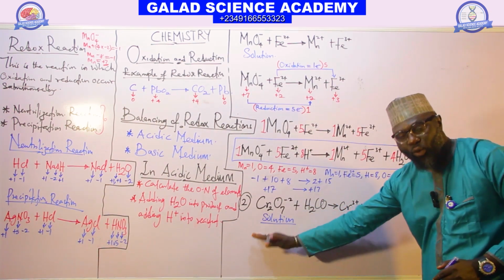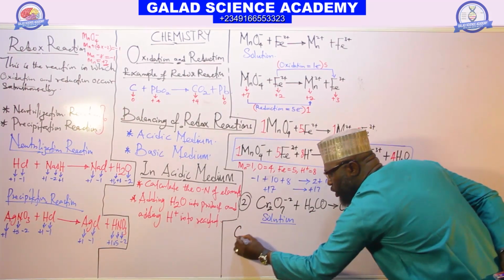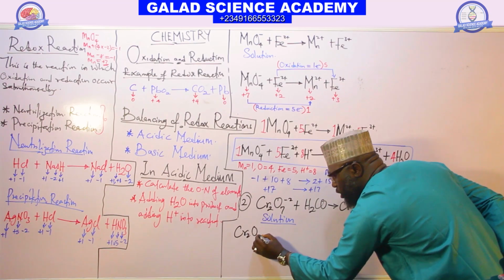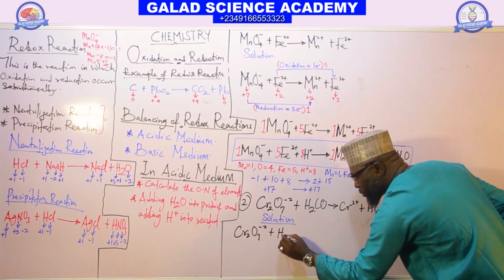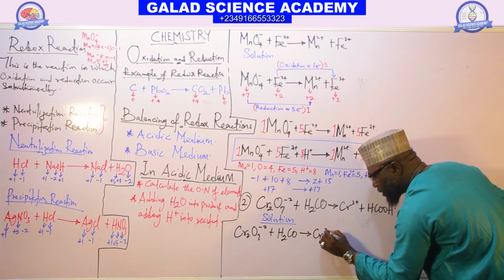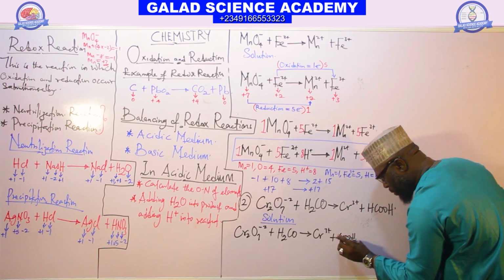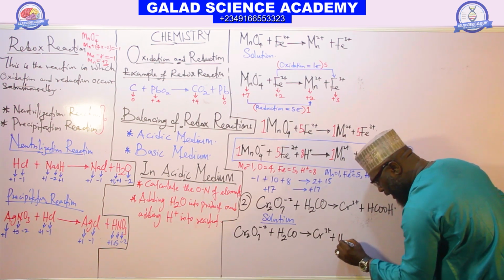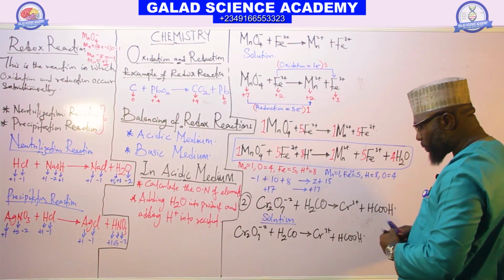Rewrite this equation down, then find the oxidation number. Let's go. Chromium: Cr2O7^2- plus H2CO to give us chromium 3+ plus HCOOH. Let's solve it now.